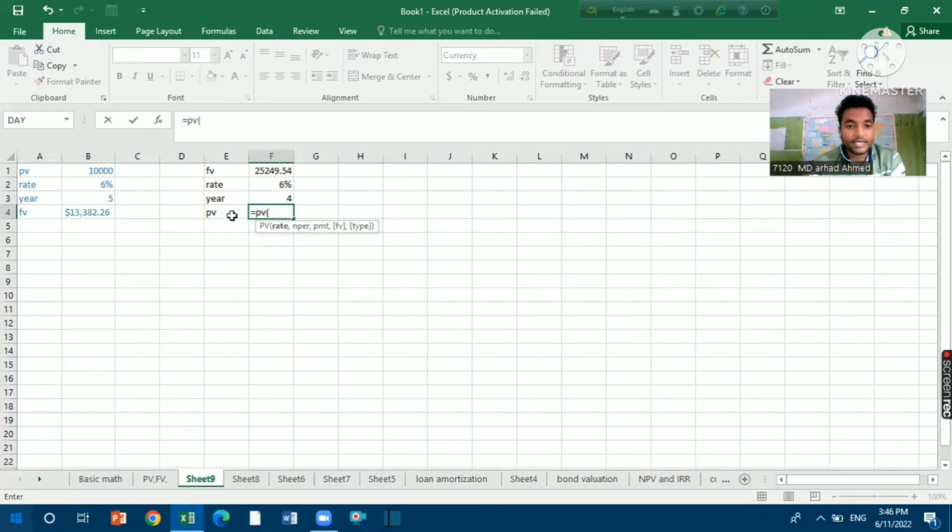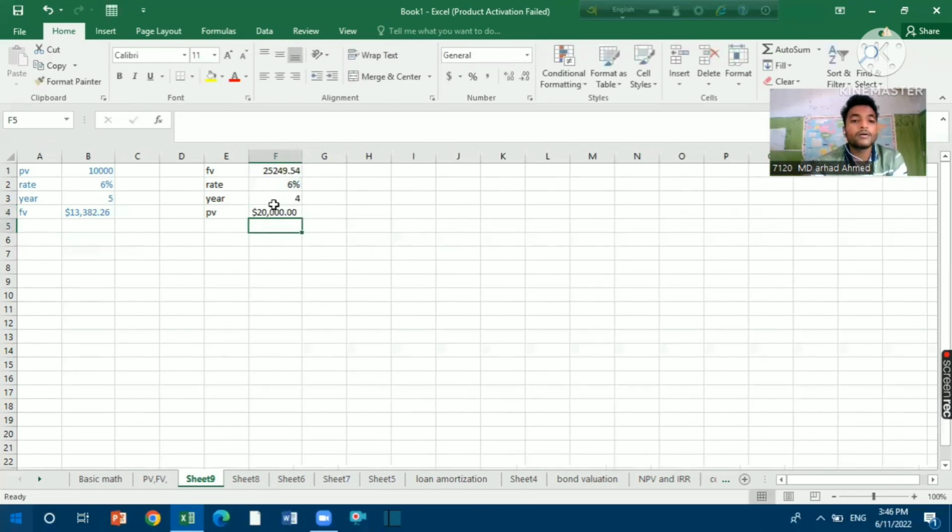So take the first bracket. Here you can see all the requirements. According to the requirement, we have to input the information. The first requirement is rate of interest. Here you can see the rate of interest is 6%, and then NPER. NPER means number of years. Here you can see the number of years is 4. So take the number of years, and then the payment option will be 0, because in this mathematical problem there is actually no payment. And then future value is the fourth argument. We should take a negative sign before it to make the present value positive. So take the future value, and the type will be 0. And then close the bracket and press enter.